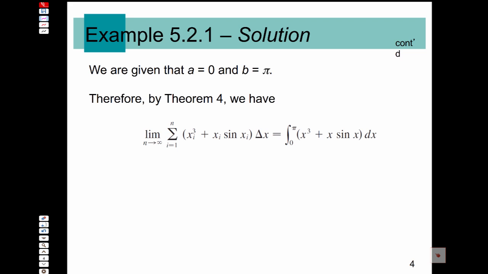With this notation in hand, we can now write this limit of the Riemann sum as follows. The limit as n goes to infinity of this Riemann sum is equal to this definite integral here. It's the integral of x cubed plus x times sine x. This is our quantity f of x from Theorem 4. And this integral is taken from x equals 0 to x equals pi. So the lower limit of integration is 0 and the upper limit of integration is pi here. And we use dx to indicate that our variable of integration is x.